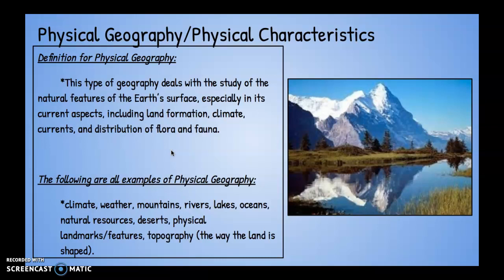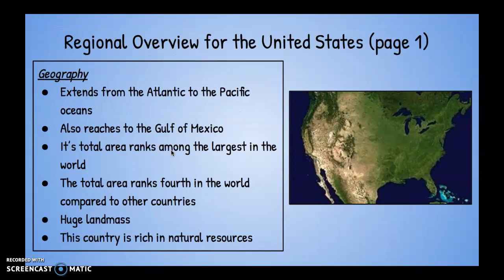Try to really understand the concept of human geography and physical geography, maybe what they have in common, but also how they're very different from each other. They both contribute to the overall idea of the study of the world. This next slide is going to be one of 4, a regional overview for the United States, page 1. There are only 3 more slides after this one, so stay strong and realize you don't have to do this all in one sitting.